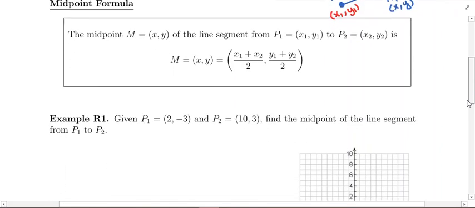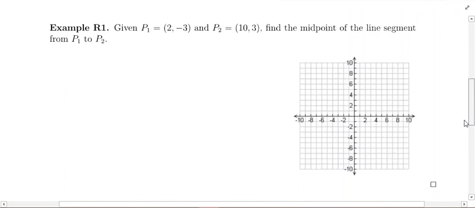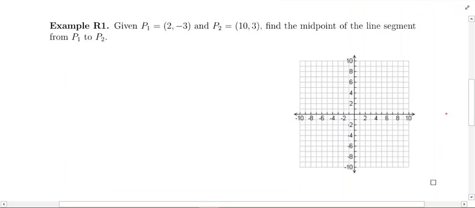So let's do an example, and then after that I'll show you why we need to know how to do midpoint. In example R1, it says given point 1 is 2, -3, and point 2 is 10, 3, find the midpoint of the line segment from P1 to P2. Now you don't have to graph this. Actually, it's more accurate to not graph it. What I'm saying is, don't try to get the answer by graphing, but I put a grid here so that you can get a visual of what's going on.